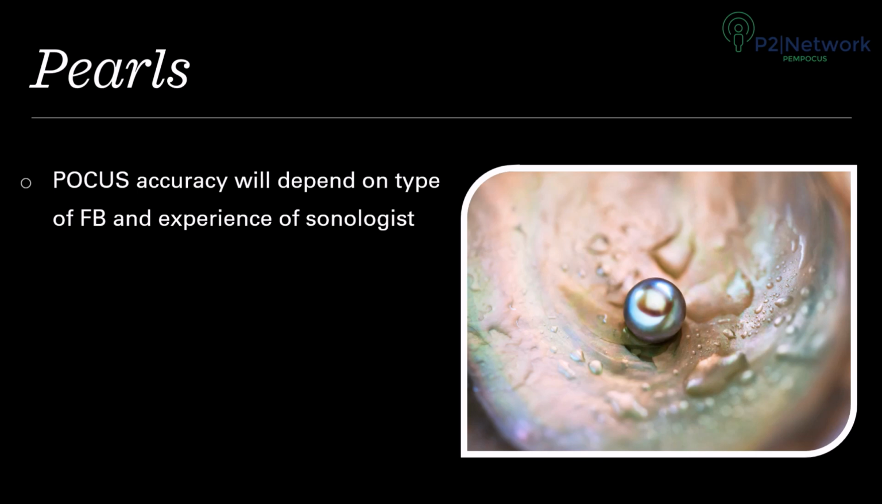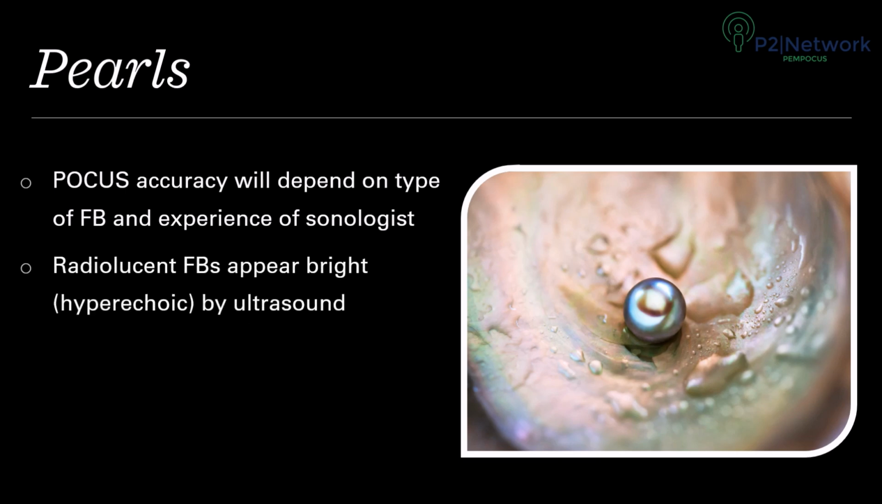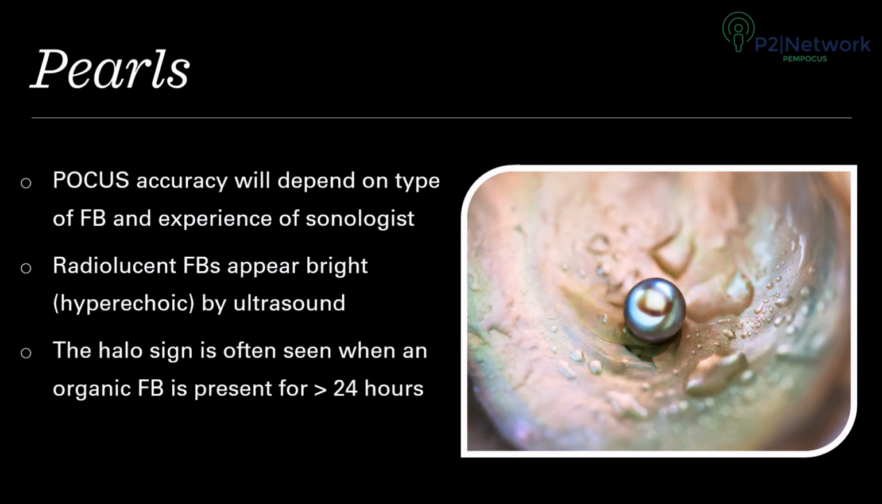Both radio-opaque and radiolucent foreign bodies appear hyperechoic initially on ultrasound. A hypoechoic halo usually becomes present around 24 to 48 hours. Ultrasound can help guide foreign body removal.